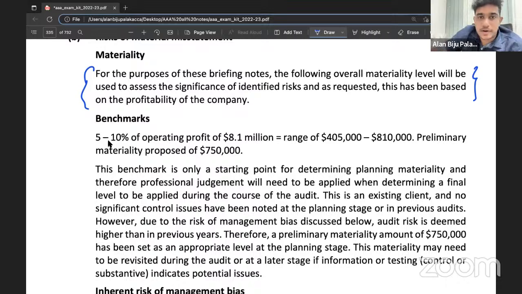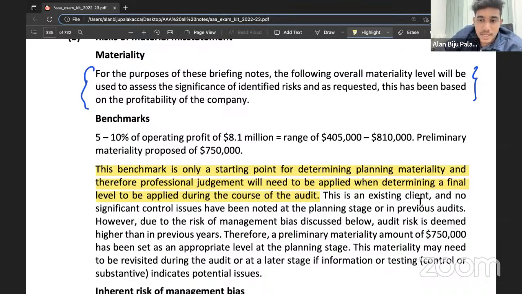Then you have to provide the benchmark. It will be 5 to 10% of the profit. So the range would be 4,05,000 to 8,10,000. And they have taken the materiality limit of 7,50,000. Then they have mentioned that the benchmark is only a starting point for determining planning materiality and needs to be applied when determining the final level to be applied during the course of the audit.